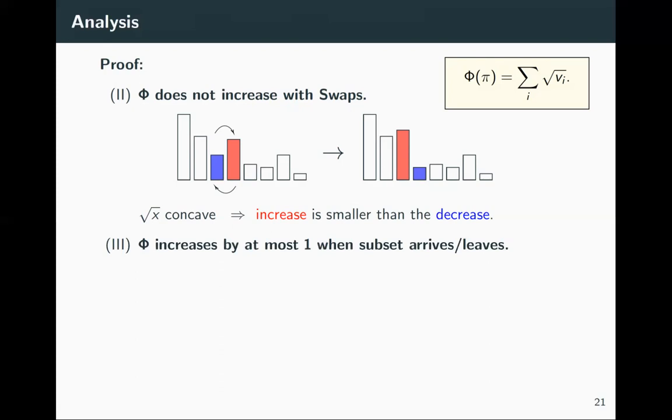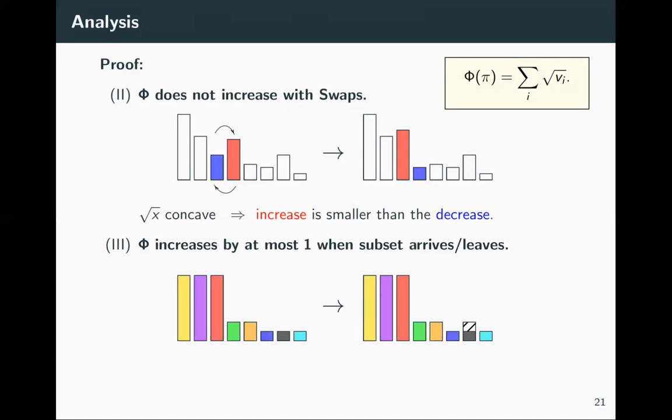Why does phi increase by at most 1 when a subset arrives? Again, we're going to use concavity. So here's the change to the histogram when a subset arrives. Suppose it arrives and it's assigned to the black element. The change in the potential is the following. Every element other than black does not contribute to the change in the potential. And so we're just looking at the contribution to the potential after minus contribution before of the black element. If its height before was k, this changes by square root of k plus 1 minus square root of k. And it's easy to see by concavity that, again, this is less than 1.